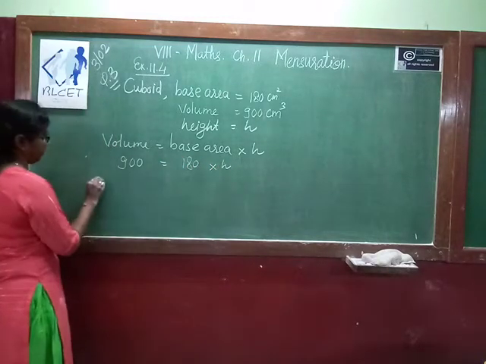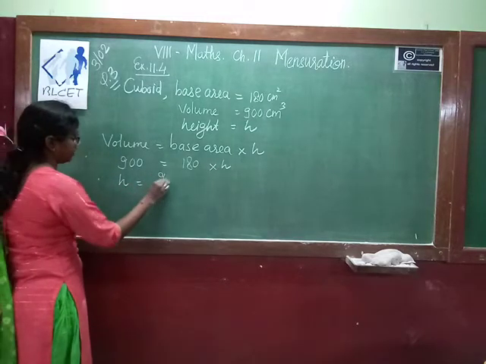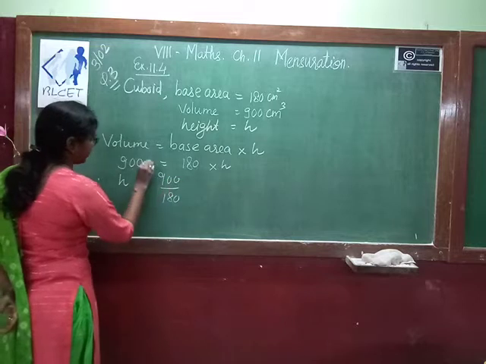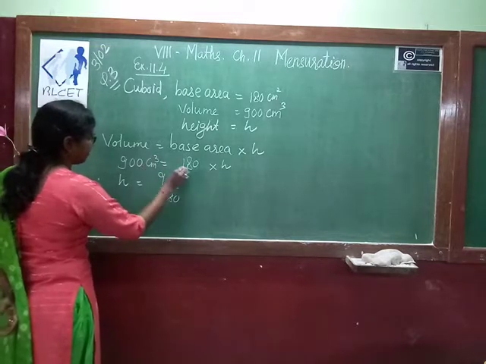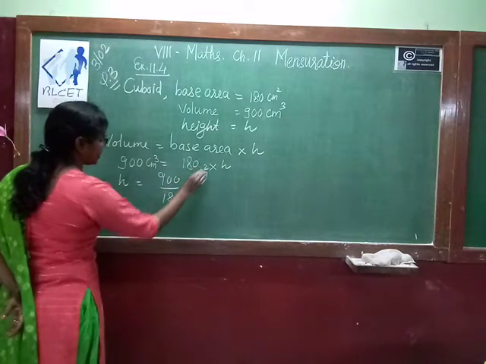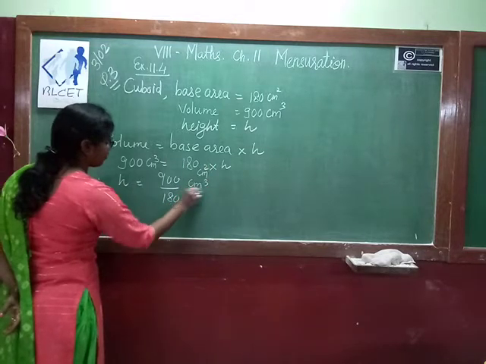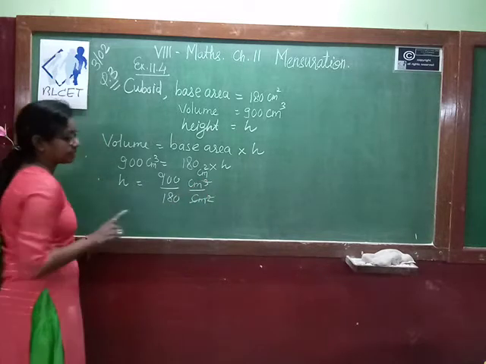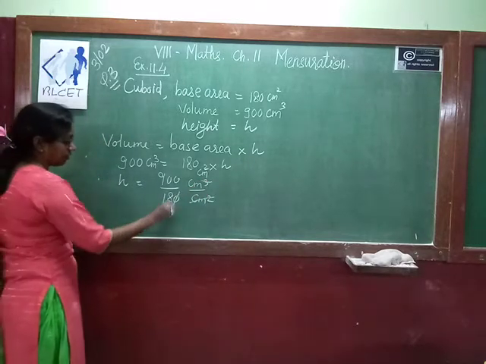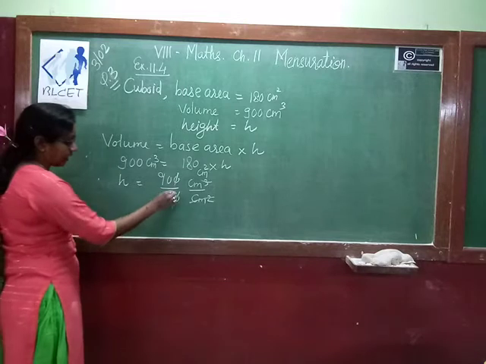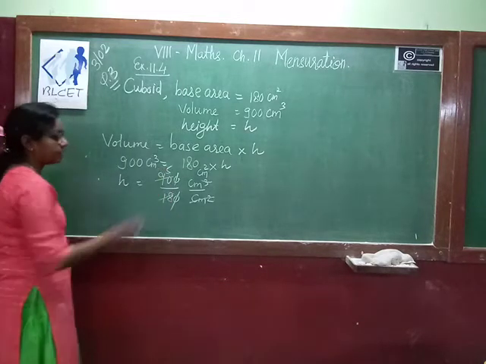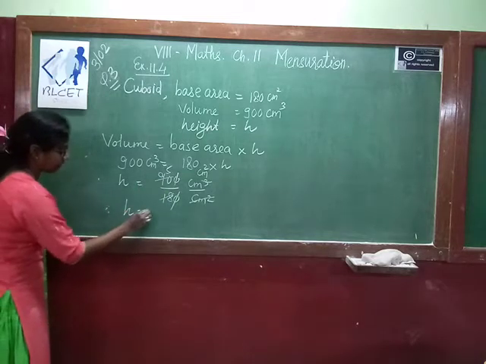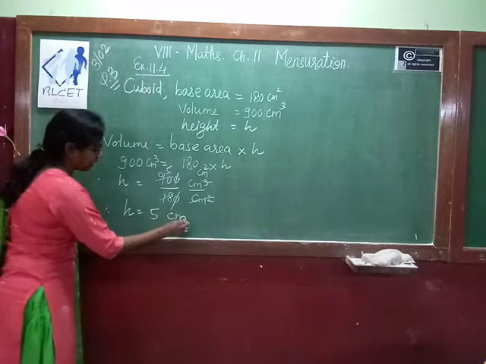So volume is given 900, base area is given 180 into height. So therefore height is equal to 900 divided by 180. Here 900 is in centimeter cube, 180 is centimeter square. So if you do the division for the unit also, this one and this will get cancelled, 1 centimeter is left. 0 is cancelled and 18 5s are 90. So 5 centimeter. So therefore height is equal to 5 centimeter.